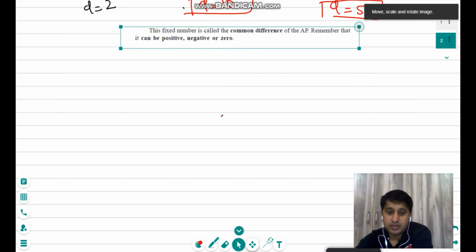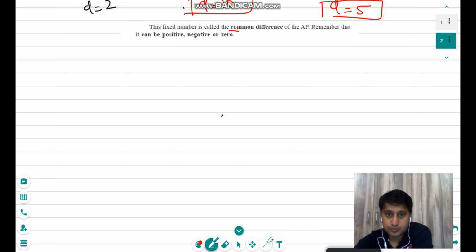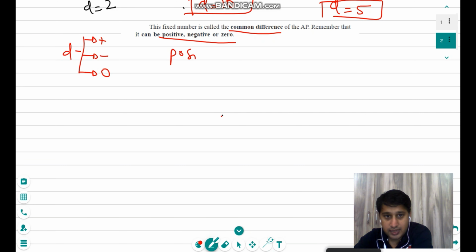The fixed number, that is the common difference, can be positive, negative, or 0. For example, D can be positive, D can be negative, and D can be 0 also. I will explain with an example. First we'll see how D can be positive.